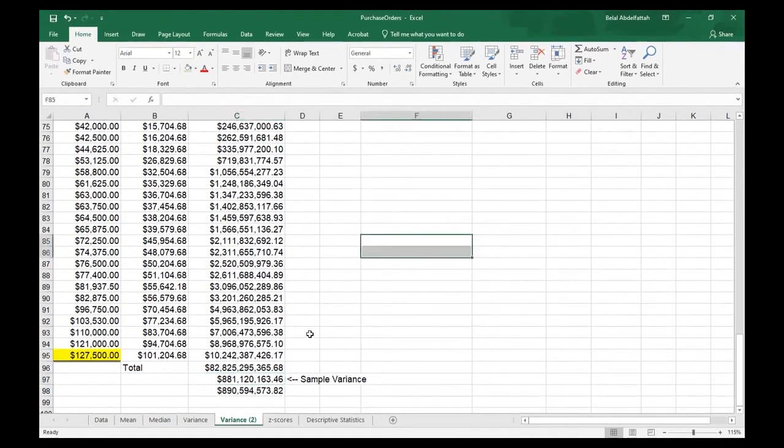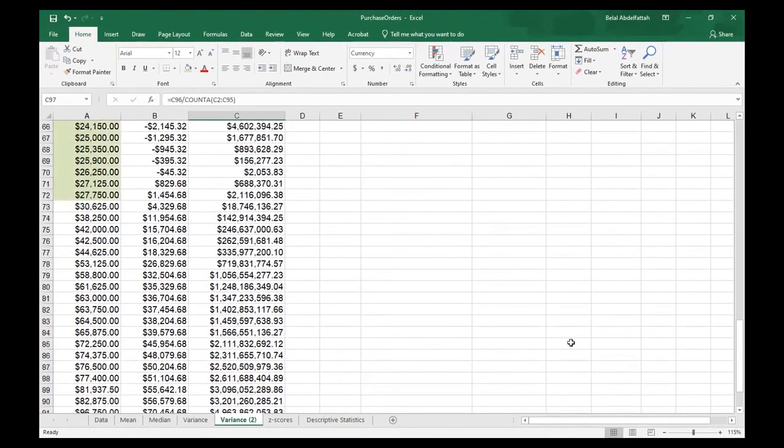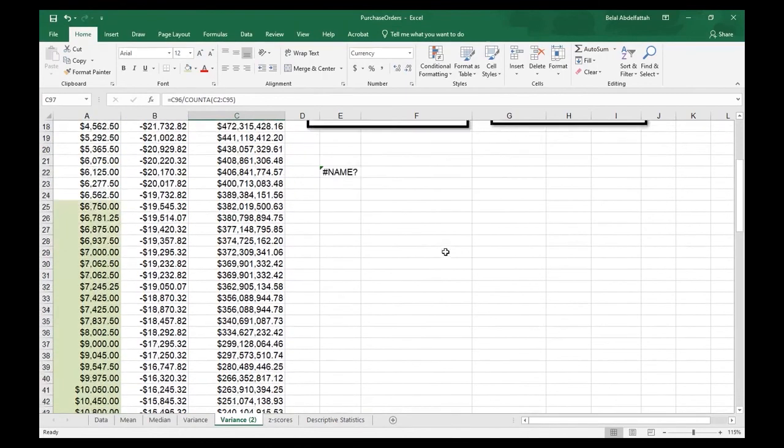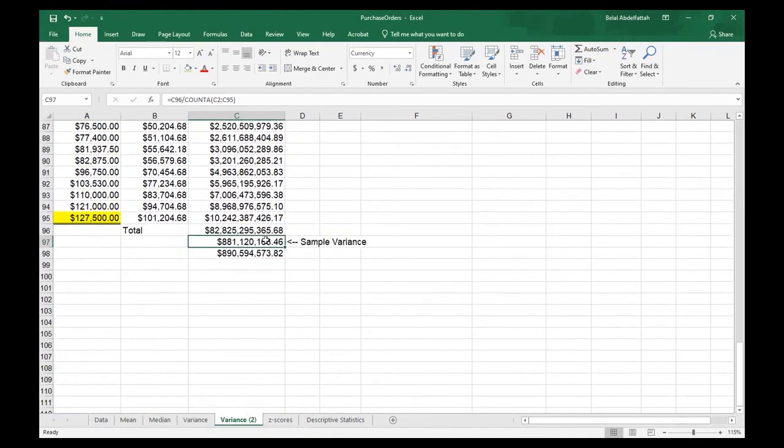So there's one step that I forgot when I was calculating this manually, and that was it's supposed to be n minus one. So I just have n here in the count all. So let me go ahead and fix that. So now that I account for the n minus one, it has the correct value that I have when I use the shortcut formula.